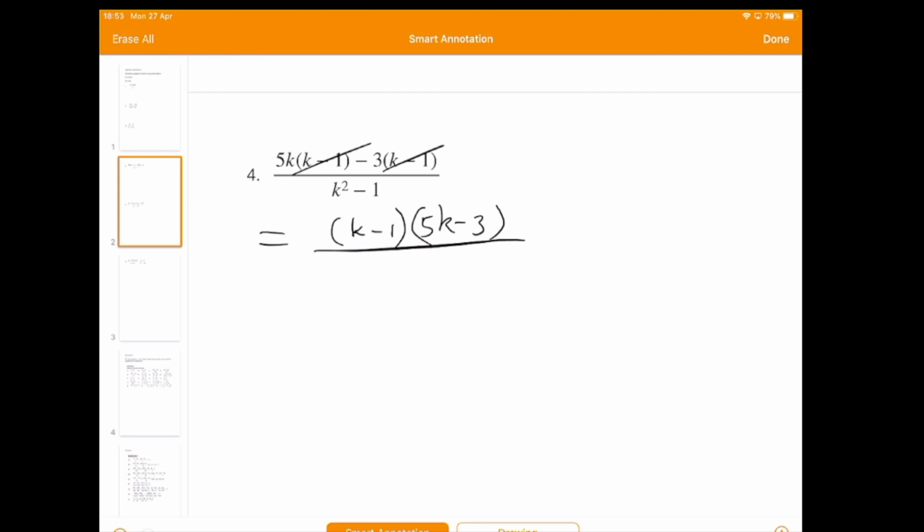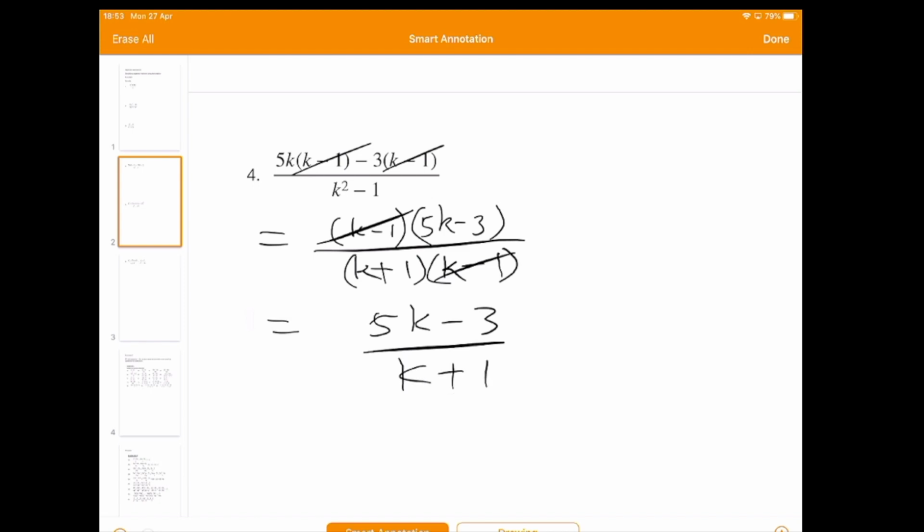And then we factorize the denominator. The denominator is difference of two squares, k squared minus 1. 1 means 1 squared, so that is a difference of two squares. So draw your two brackets. In one bracket, put a plus sign. In the other bracket, put a minus sign. Then the square root of k squared is k, so k to the left. And the square root of 1 is 1, so 1 goes to the right. Can you see that k minus 1 will cancel out? And so now you remain with 5k minus 3 in the numerator and k plus 1 in the denominator. And that will be your answer for number 4.